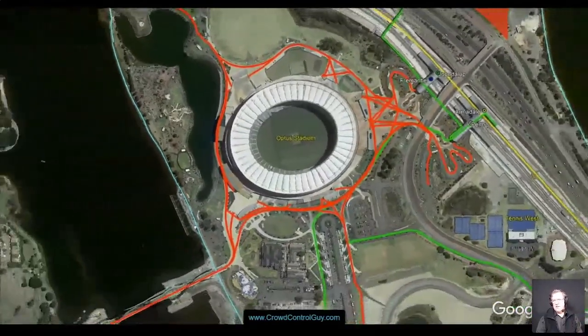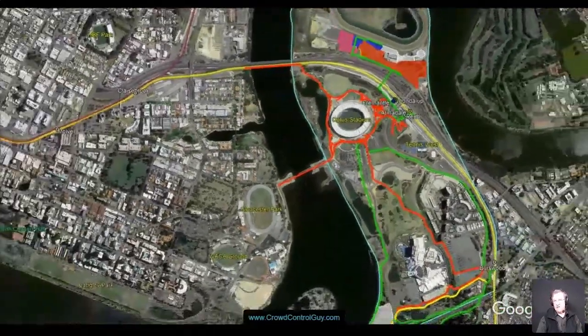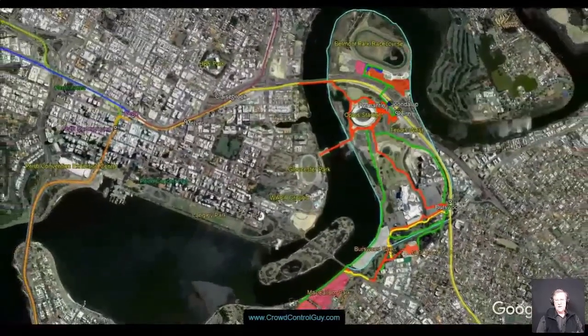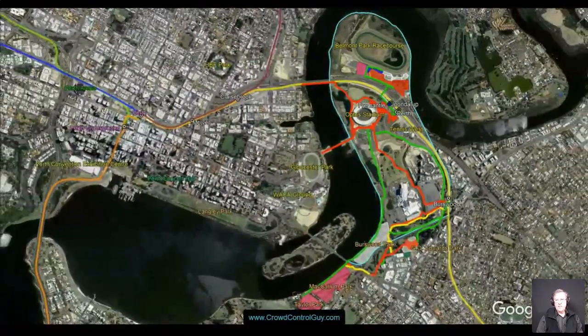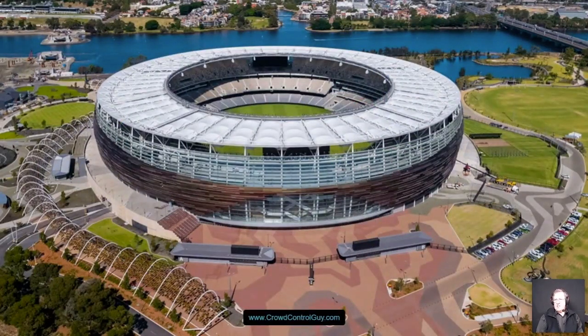Zoom back out, and you can see that this could have a huge impact, especially if the WACA was going and HBF Park. So, on the weekend, 2 football games at this stadium. Whoops. At this stadium, right? If you want to know what the COVID-19 physical distance plan was, it was every second row. It was that simple.